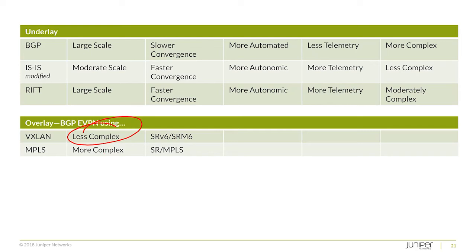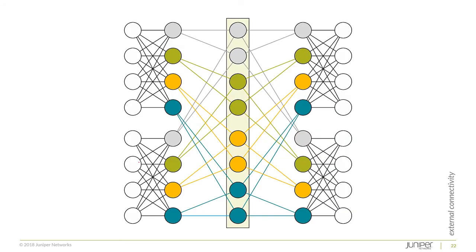If you're running VXLAN, you would run SRv6 or a newer thing called SRm6, which really isn't fully deployed or widely implemented at this point. Now, you could run SR-MPLS for traffic engineering, but that is going to be more complex.